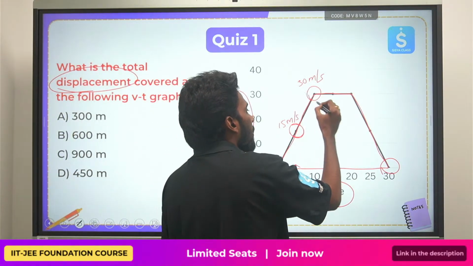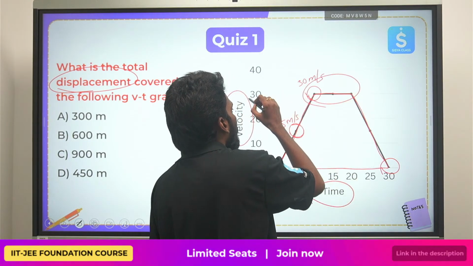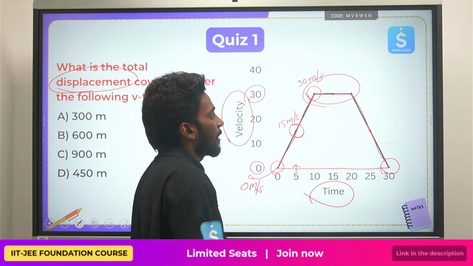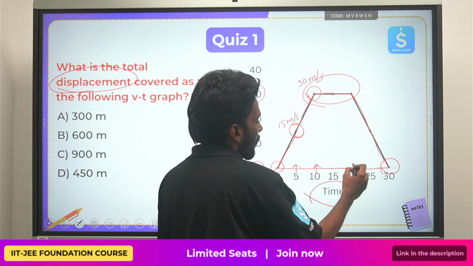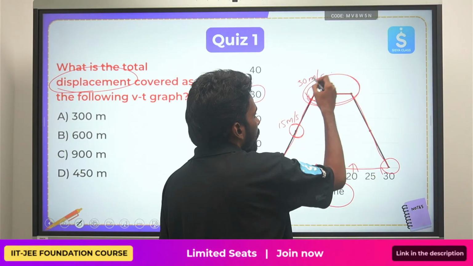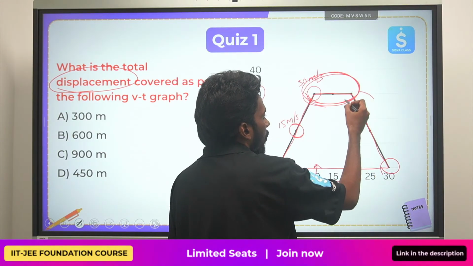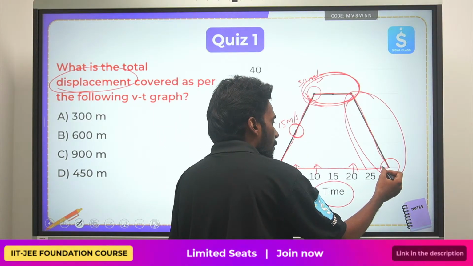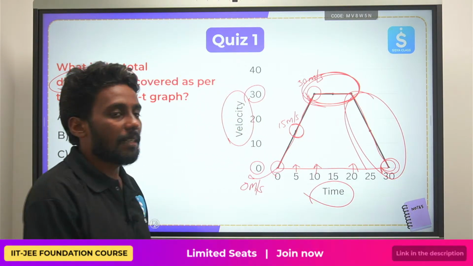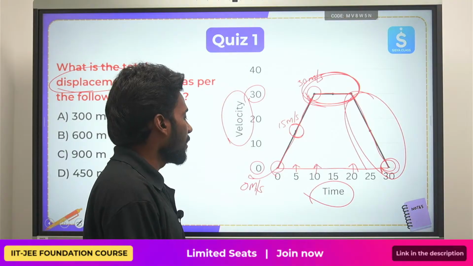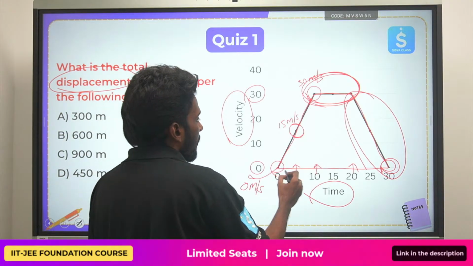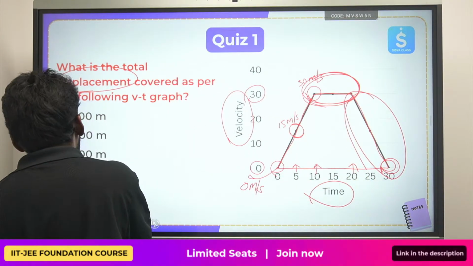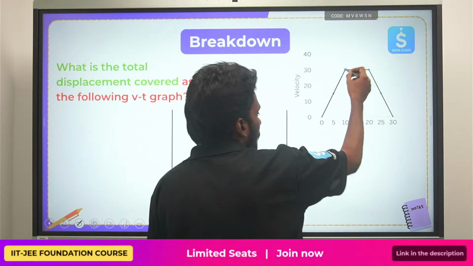Again here the body is maintaining 30 meter per second from the 10th second till the 20th second, so it is under uniform velocity. Then it gets negative acceleration here, and the body reaches its original position back by the end of the 30th second. So this is in the shape of a trapezium.